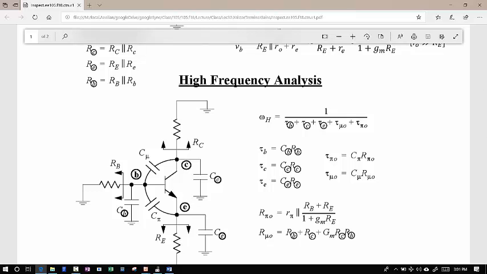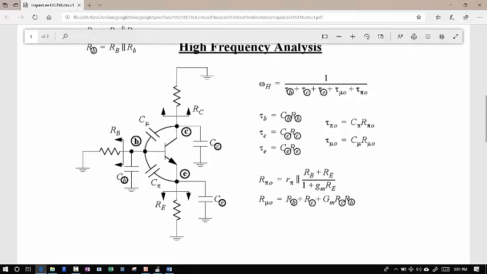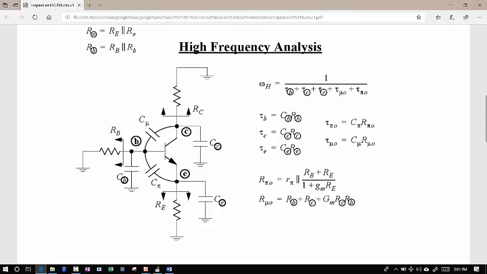Okay, so for high-frequency analysis, what are you doing? You're just getting time constants. And the easiest way to do high-frequency analysis is just find all the capacitors that are shunt to ground. Because all you're looking for in high-frequency analysis is the time constant of the capacitor, of the resistance in parallel with that capacitance you're talking about. Okay, so in high-frequency analysis, I want to get all these time constants. I want to take 1 over all those time constants.